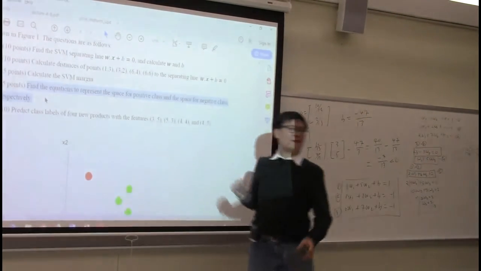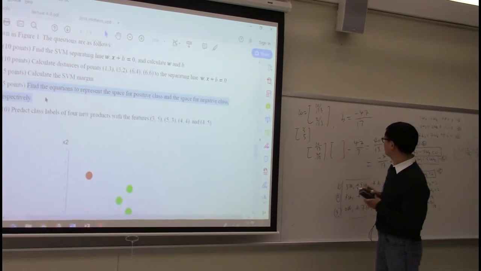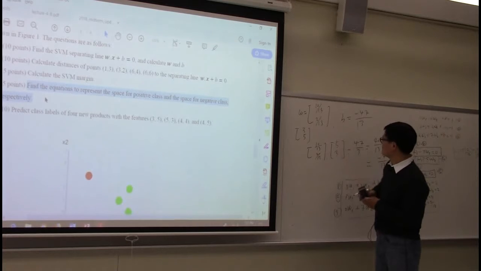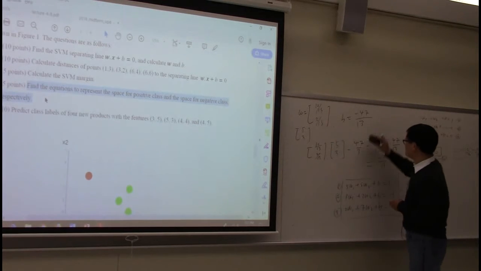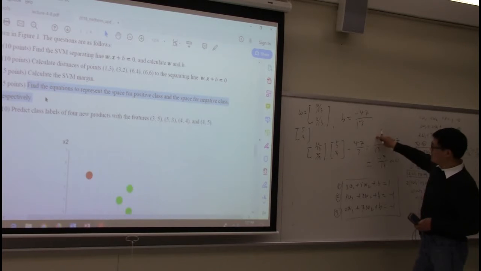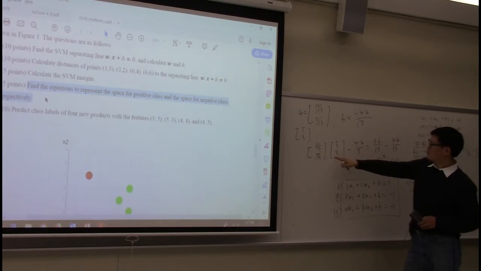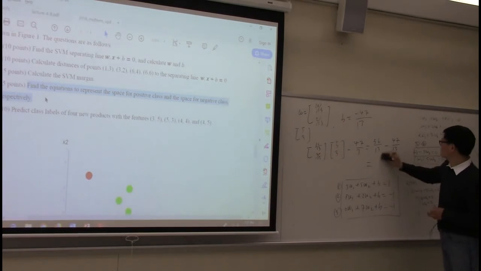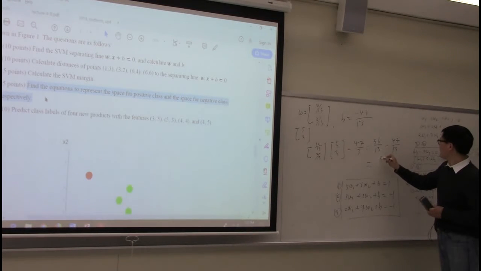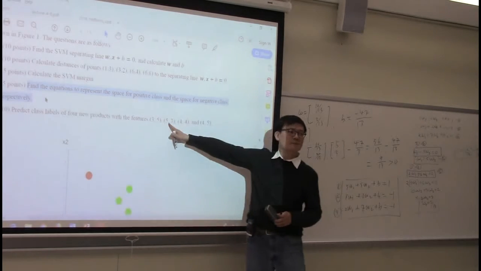Okay, how about this one? 5.3. Then this will be 56, right? And then this is 9, greater than 0, right? So for this reason, we predict this is positive.